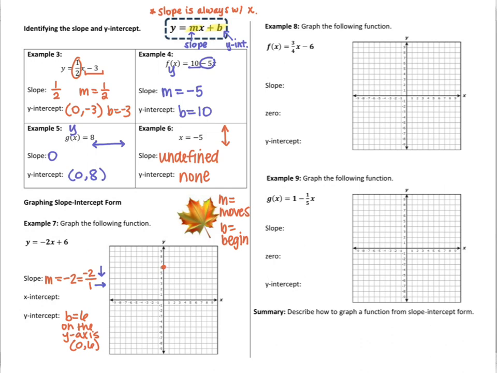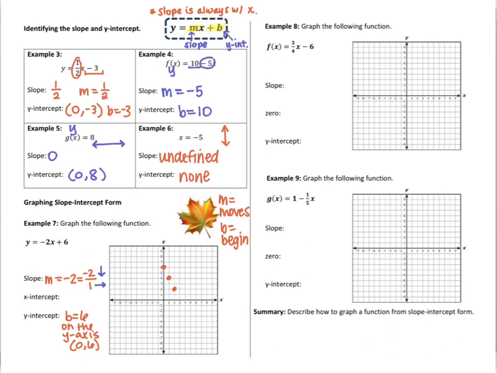Now from there, I'm going to use my slope of negative 2 over 1 to move and get us another point. So I'm going to go down 2 from 6 and over 1. When I get there, I'm going to make another point. If I want, I can go down 2 more and go 1 more over to the right. Just creating more of that line, but I only need 2 points to make a line.